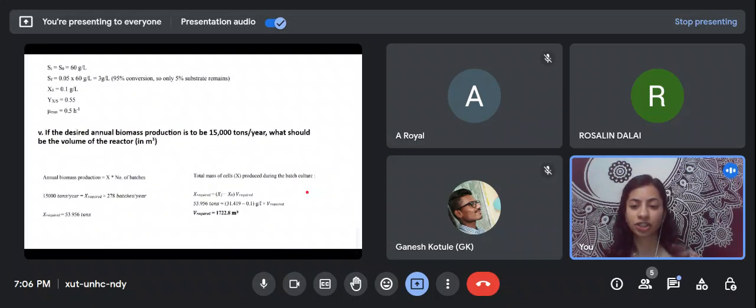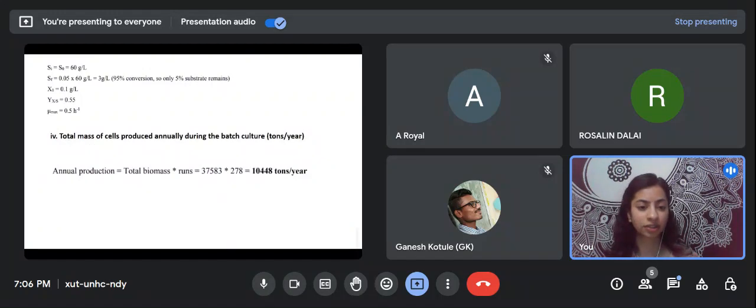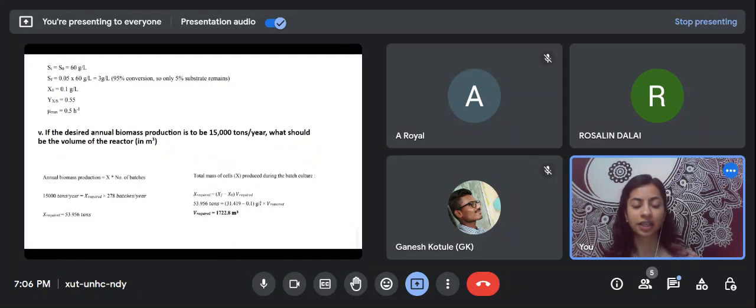So the last question for today is: if the desired annual biomass production is to be, instead of 10,448 tons, 15,000 ton a year, what should be the volume of the bioreactor? So you're not changing the amount. The amount of cells that you can get from a certain volume does not change in this batch reaction. So the only thing you can change to get a higher amount of biomass is the volume of the bioreactor itself. And then how will you do that?